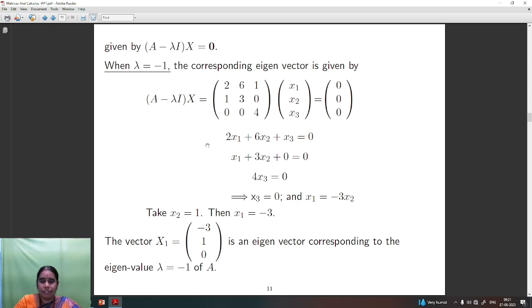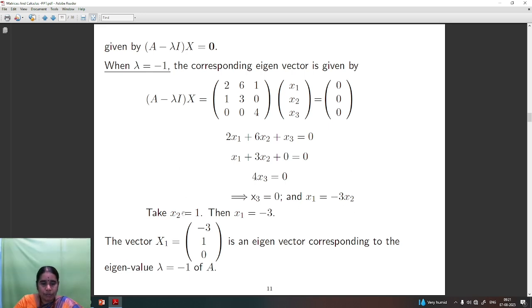So, we have 3 different equations. On solving any 2 equations, all the 3 are consistent, so we can choose any 2. By choosing any 2 equations and solving, we get the values of x1, x2, x3, where x3 is equal to 0. By substituting x3 equal to 0 in the first equation, we have x1 equal to minus 3 x2.